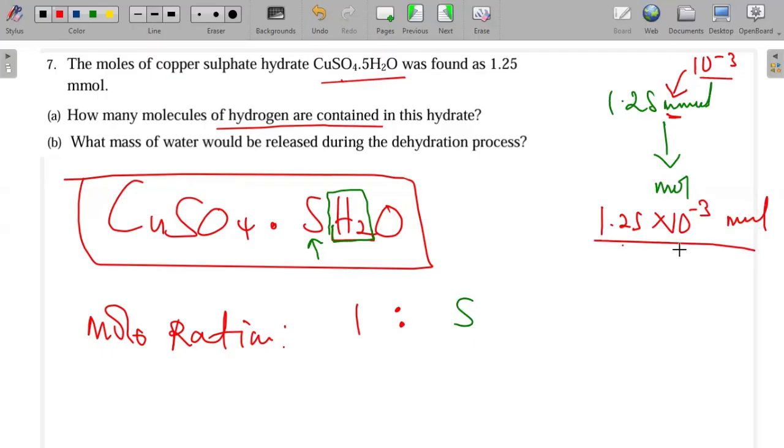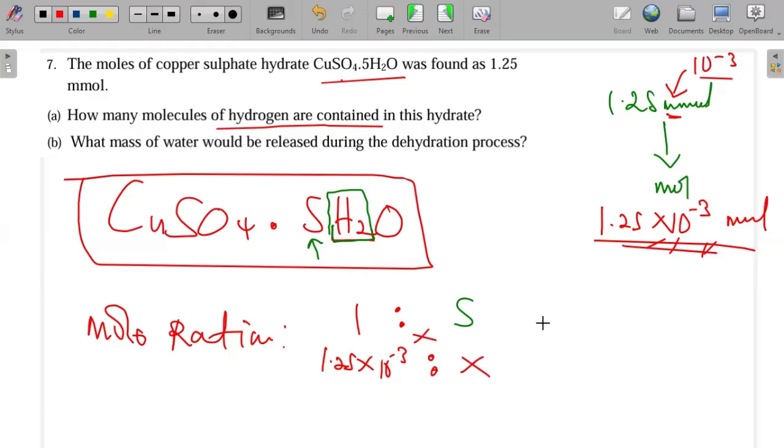If you are lost here on how we are converting these units, please go back and watch the videos on tutorial sheet 1 or the videos where we are talking about unit conversions. Right, so these are the moles that we have for this copper sulfate hydrate. If I have one mole of this, I have 5 moles of hydrogen molecules. So what if I have 1.25 times 10 to the power minus 3 moles of this? How many moles of the hydrogen molecules am I going to have?